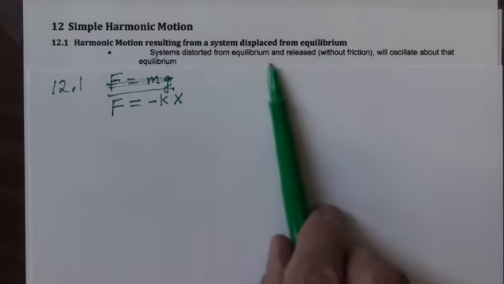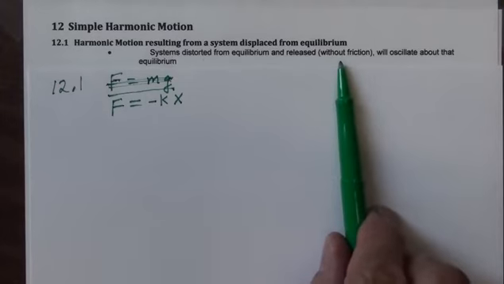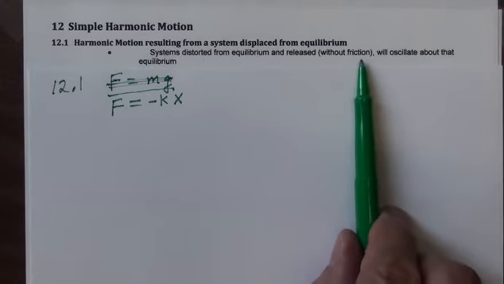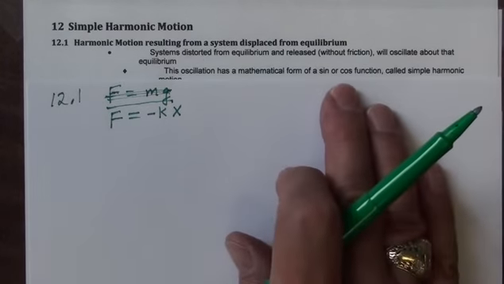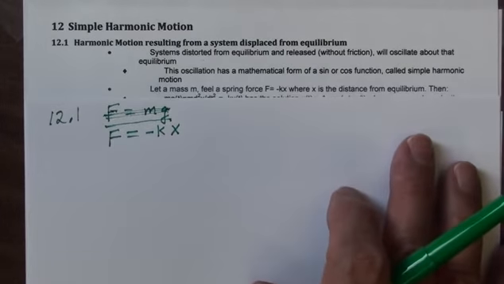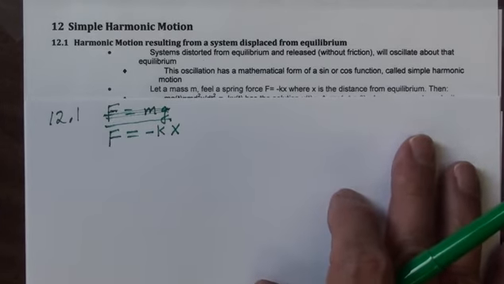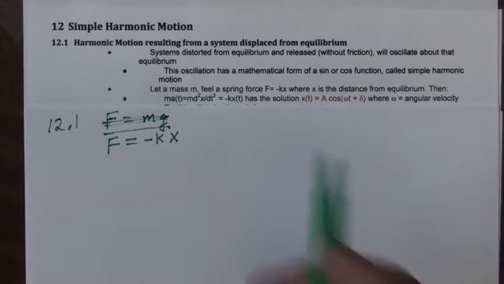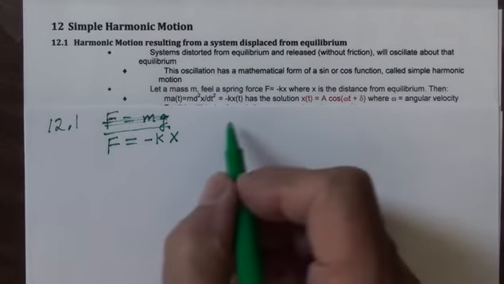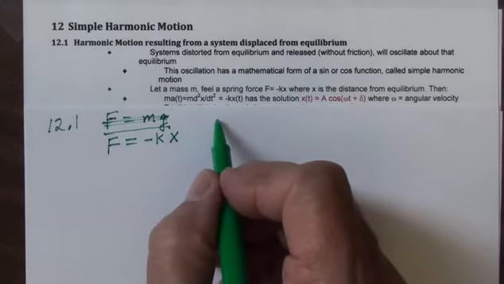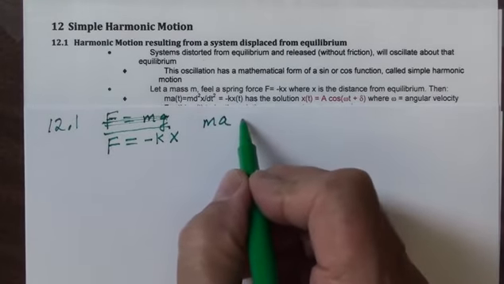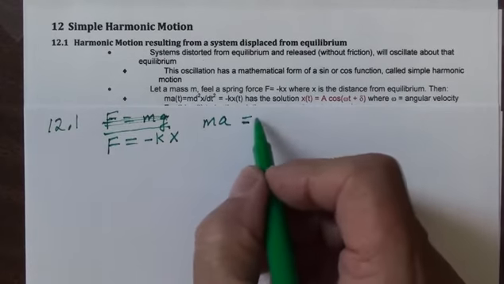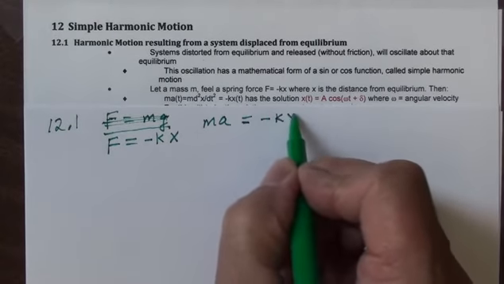So these are systems distorted from equilibrium and released, and if they're without friction, they will oscillate about that equilibrium forever. And that oscillation has a mathematical form of either a sine or a cosine function and is called simple harmonic motion. Well, let's take an example of that and show what happens. Let's take this force, and you recall that force is mass times acceleration, so we can write mass times acceleration is equal to our force, which is minus k times x.